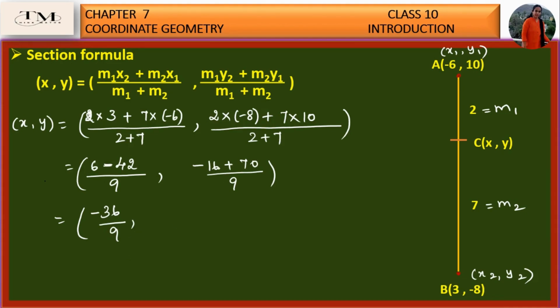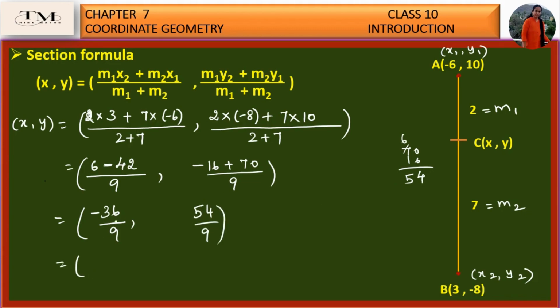The same way minus 16 plus 70. So the sign is for bigger number, it is positive. So 70 minus 16 is, what is the value 70 minus 16? So it is 54, and this will be minus 4. 54 by 9 is 6.